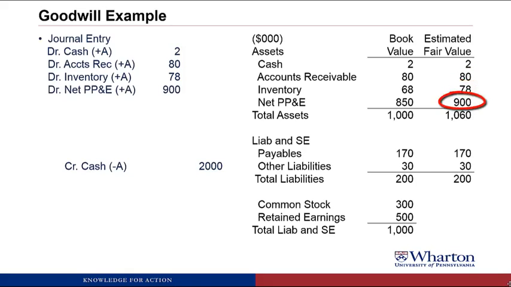We get the net property, plant, and equipment of $900,000. Again, this is the fair value of the property, plant, and equipment. We add the customer list of 200. That was not on TK's balance sheet, but it's something that we bought the company to get, so we add it as an intangible asset. We try to value the fair value and come up with $200,000.